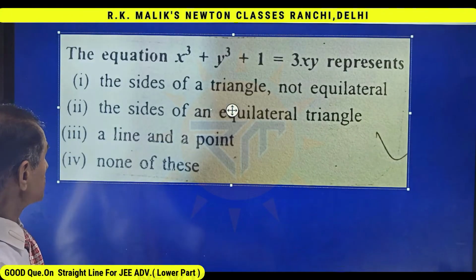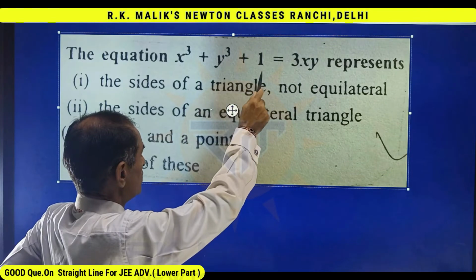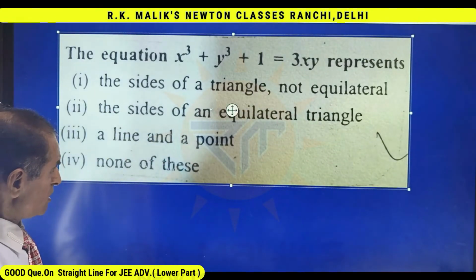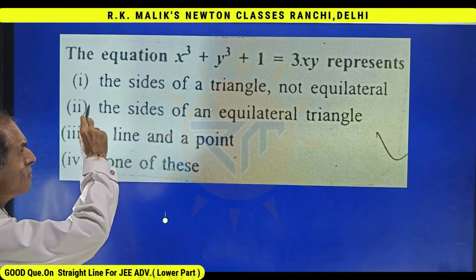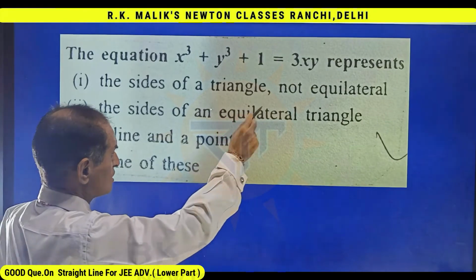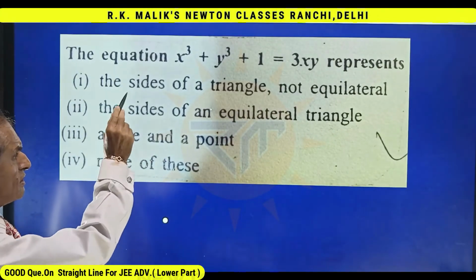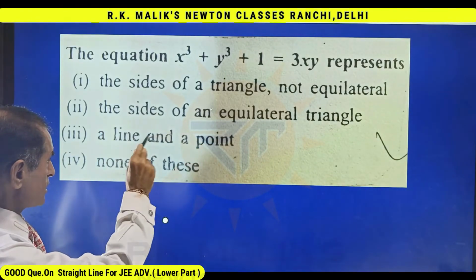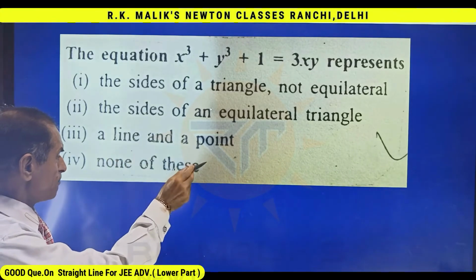In this question, he is asking what the equation x cube plus y cube plus 1 equal to 3xy represents. You have to find the correct choice. Choices are: first, this equation represents the three sides of a triangle which is not equilateral. Second, this equation represents three sides of an equilateral triangle. Third, this equation represents a line and a point.